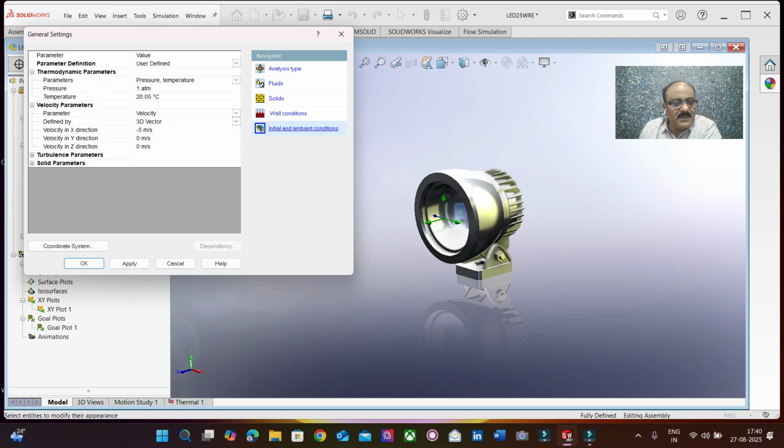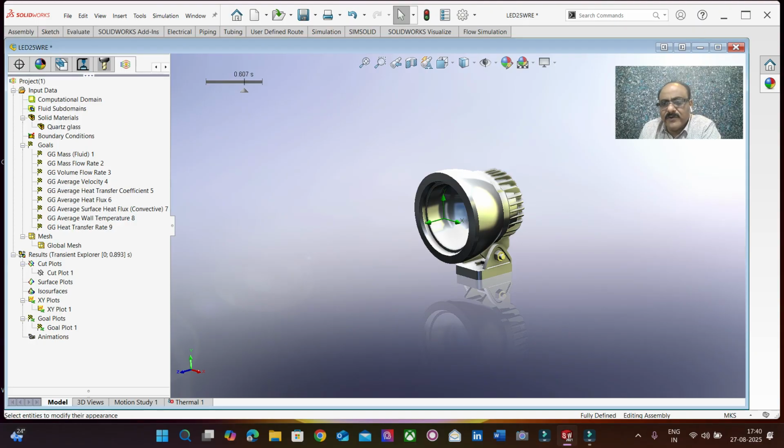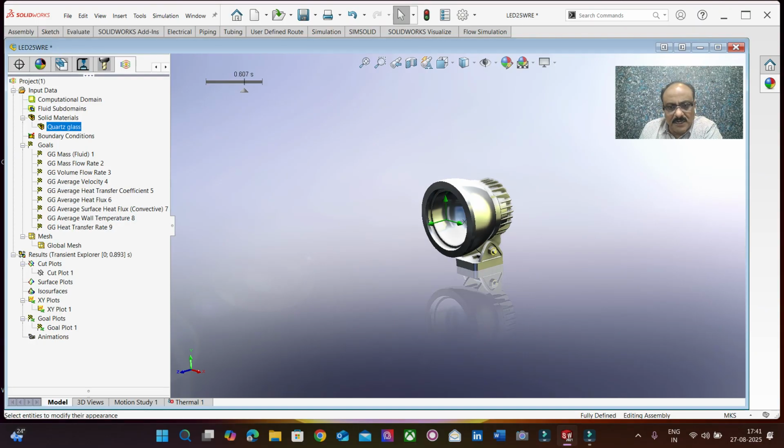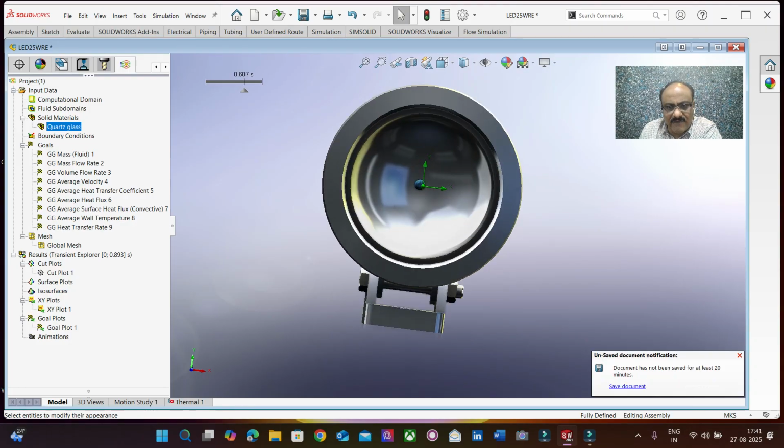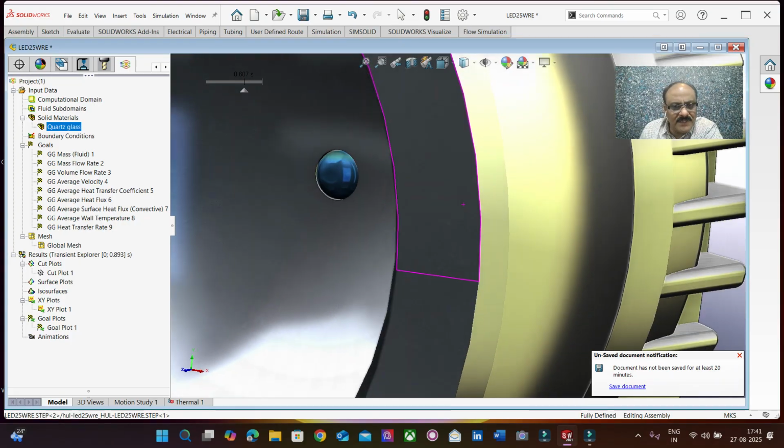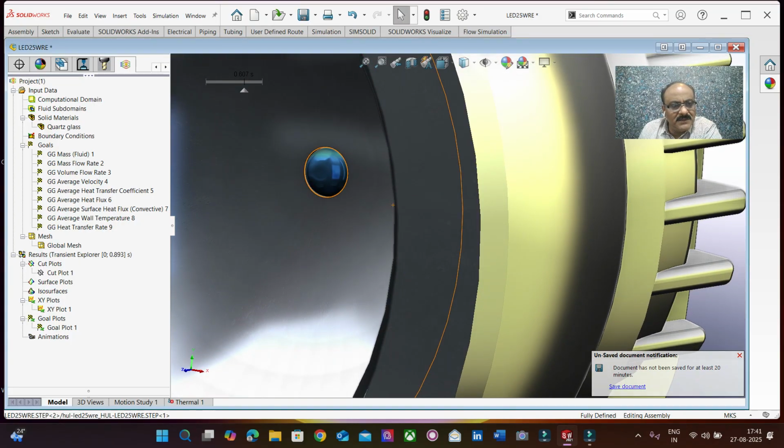Okay, and I have defined the transient parameters, the time dependent parameters. Once I am done with it, then I perform a simulation. So here I am defining the solid material, that is the LED, as the quartz glass. So here you will find the blue region that I defined. So yeah, this is the blue region, quartz.